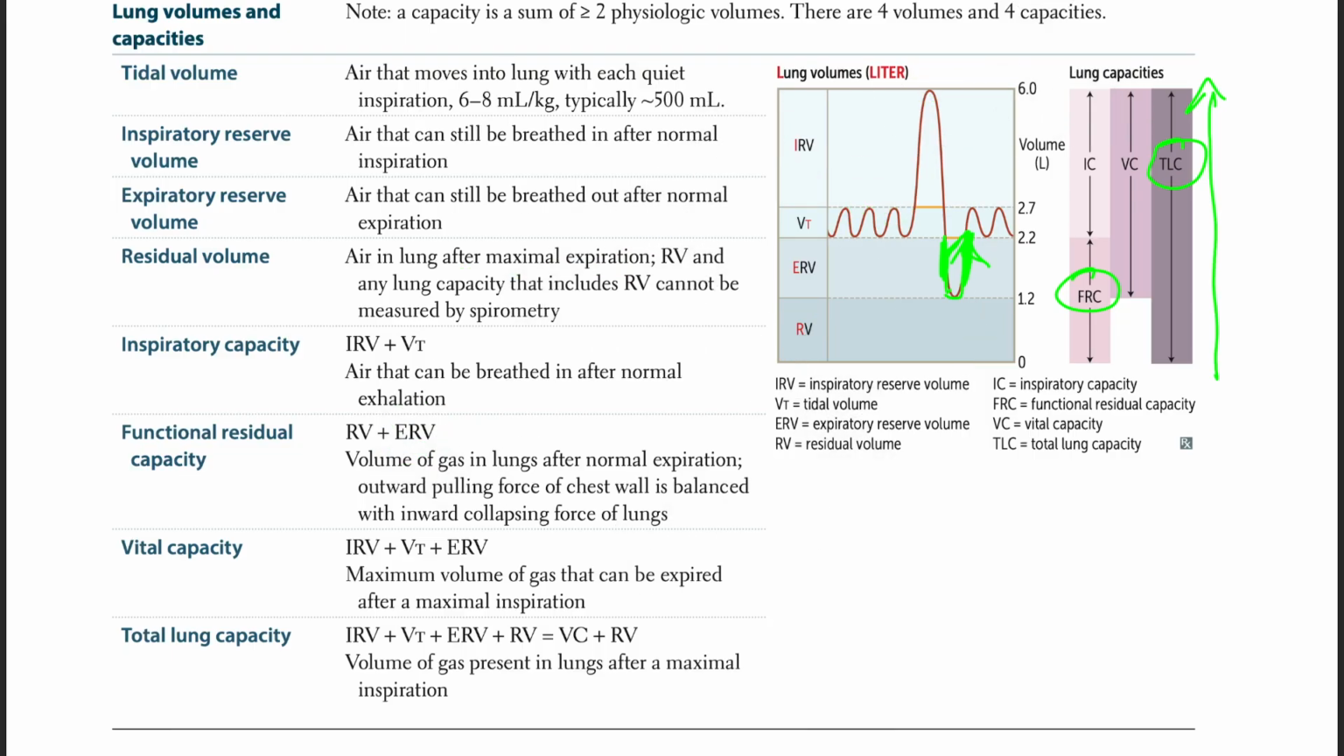Now let's quickly look into this reading part. Tidal volume is air that moves into the lungs with each quiet inspiration, and it's right here, with the quiet inspiration, expiration. Everything we're doing normally. This is VT, and it's about 500 ml. Inspiratory reserve volume is the air that can still be breathed in after a normal inspiration. So right here, after a normal inspiration, you can still breathe in this much, and this is your IRV.